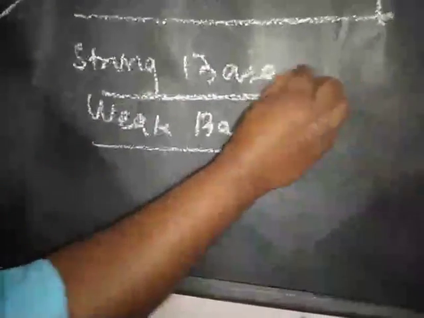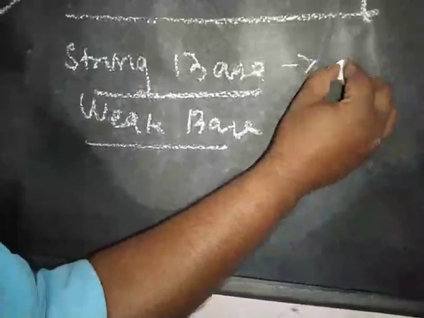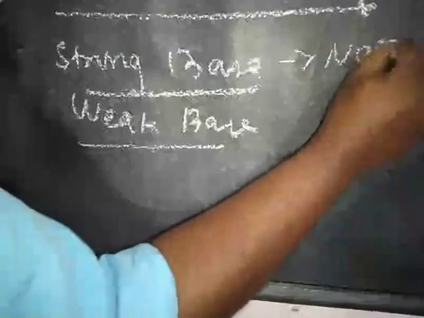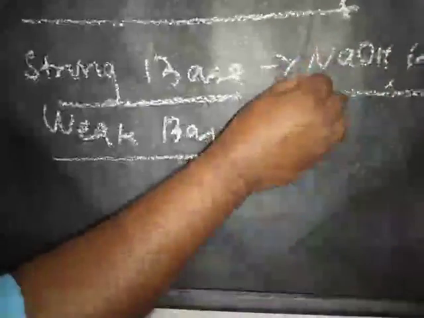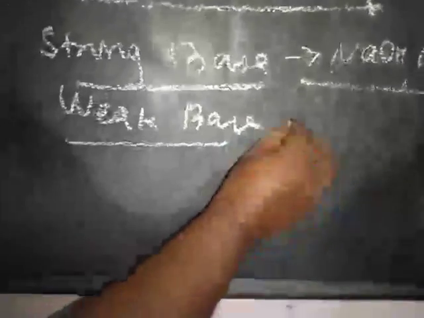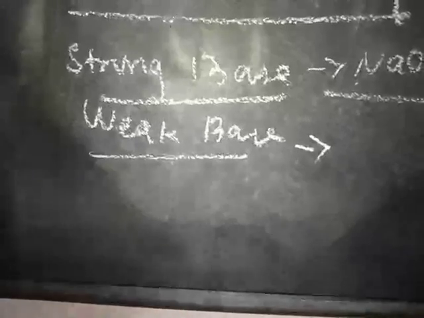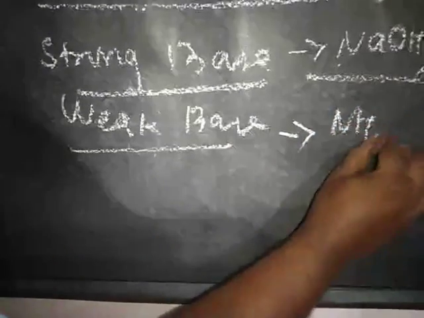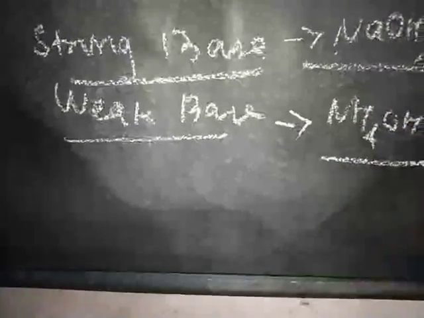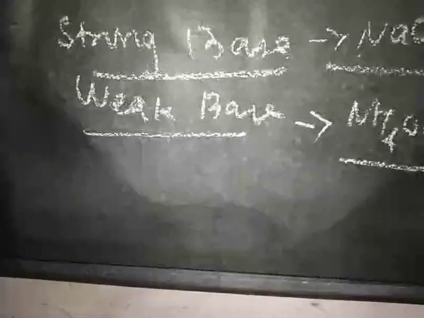What is meant by strong base and weak base? Bases which are completely ionized in aqueous solution are called strong bases. Examples: sodium hydroxide and potassium hydroxide. A weak base is partially ionized, about 50%, in aqueous solution. Example: ammonium hydroxide. That's all for the classification of bases.